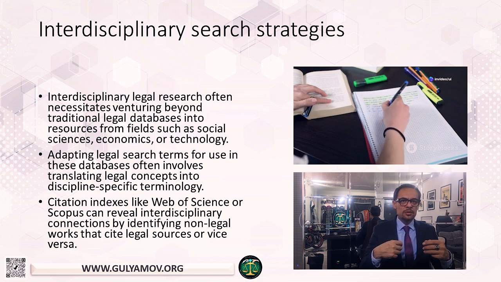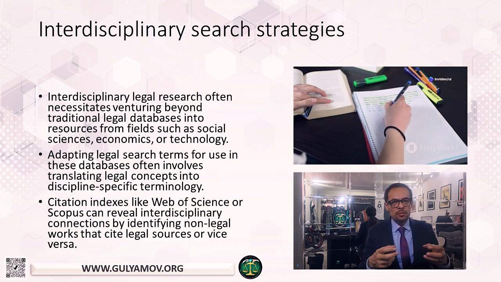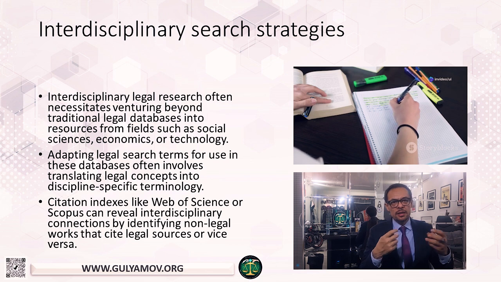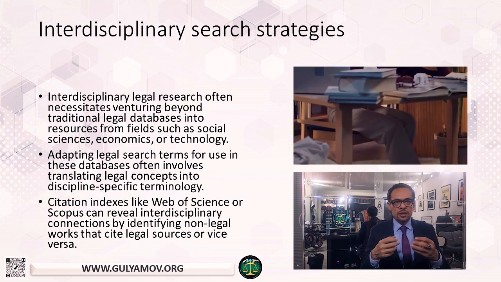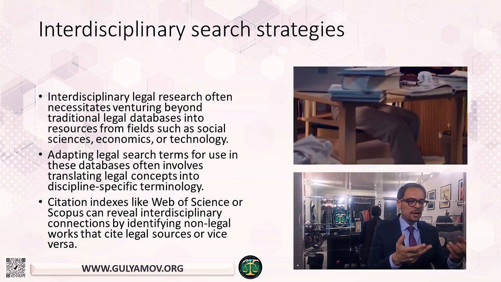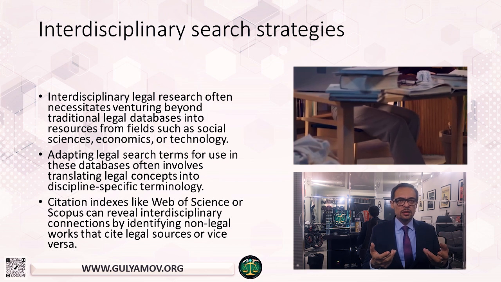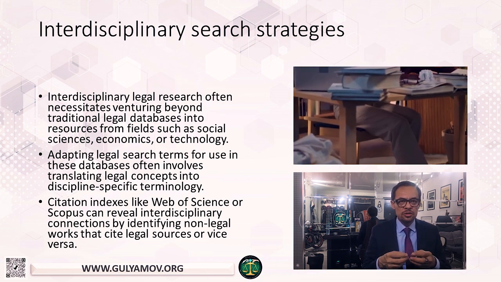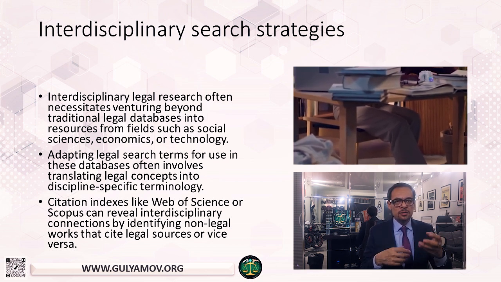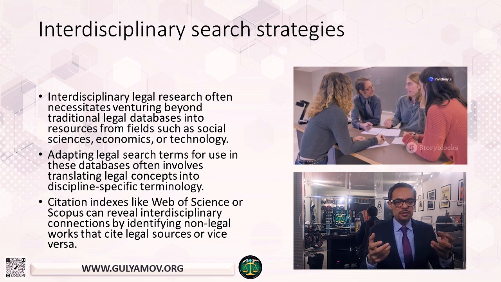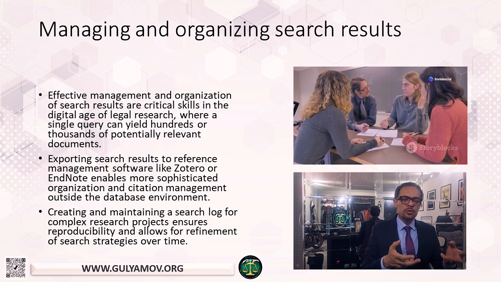Subject-specific thesauri or controlled vocabularies in non-legal databases can help bridge terminology gaps and ensure comprehensive coverage. Citation indexes like Web of Science or Scopus can reveal interdisciplinary connections by identifying non-legal works that cite legal sources or vice versa. Constructing effective interdisciplinary search queries often involves combining legal and non-legal concepts, as in intellectual property or patent, and innovation and economic growth, for a law and economics study.